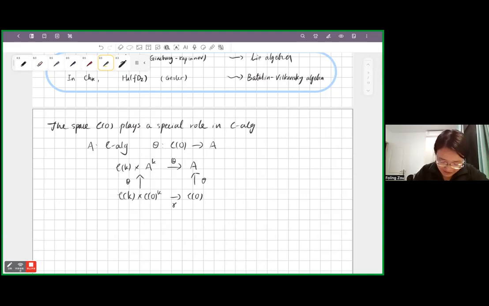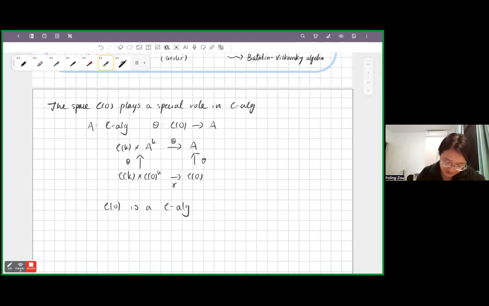Okay, right. So this is a commutative diagram. That's part of the data we need, a part of the structure we need for A to be a C algebra. So from this diagram, we see that C0 is in particular a C algebra, and this map C0 to A is a map of C algebras. So C0 is the initial C algebra.